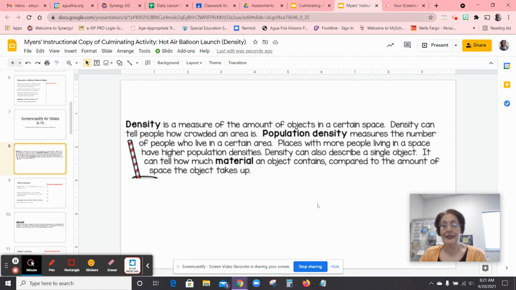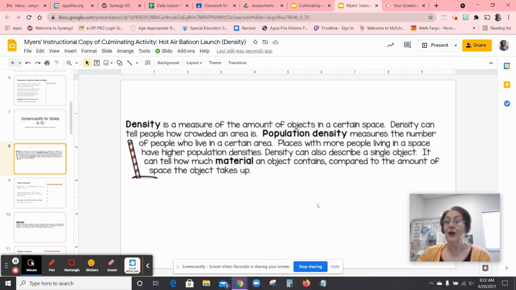All right, slide 8 talks about density. So density is a measure of the amount of objects in a certain space. Density can tell people how crowded an area is. We can use density when we talk about the number of people in an area. We call it population density, and that measures the number of people that live in an area.